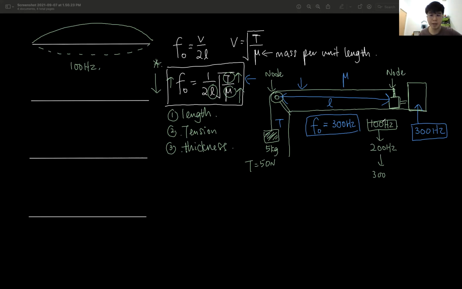I adjust this one, and there are many patterns that can form. Sometimes you will see the standing wave, sometimes you will see just a mess. Other than the standing wave, sometimes it's like a mess. And then when you get the fundamental mode, whatever the frequency is here, that is the fundamental frequency.